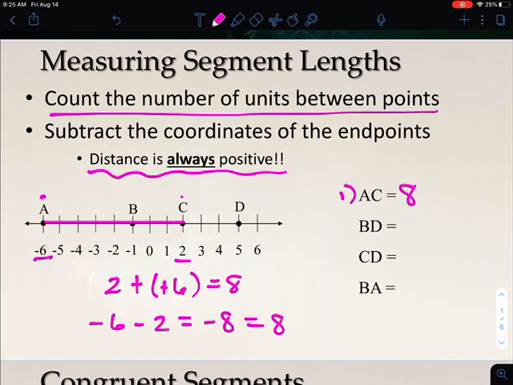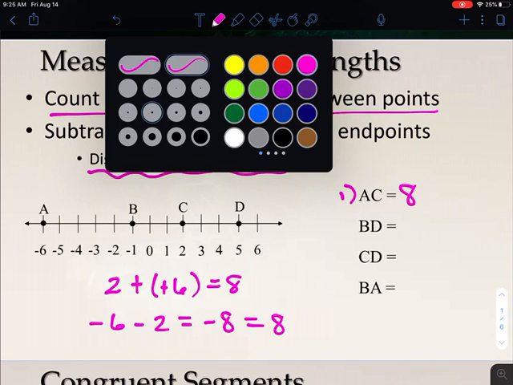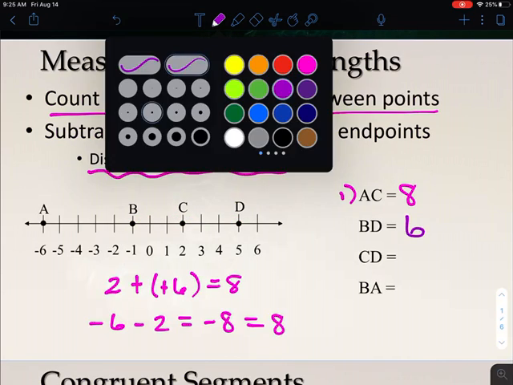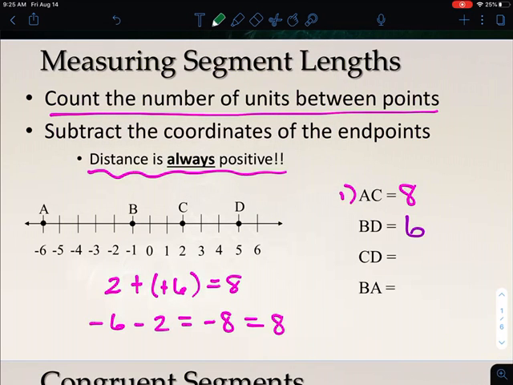If we look at the rest of the questions here, they want the length of BD. So if I want the length of BD, I need to go ahead and count or subtract the coordinates for BD. So I prefer the counting method typically. So 1, 2, 3, 4, 5, 6. BD has a length of 6. We could do CD. So if I'm counting from C to D, I could get 1, 2, 3.